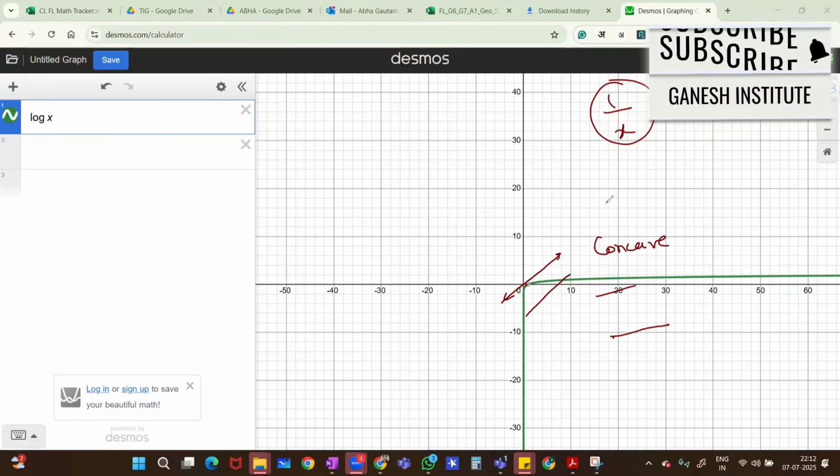And if you want to go with the derivative test, then log x is giving you 1 by x. And then if you do double derivative, it will give you minus 1 by x square. What do you think? Is it positive? No, it's a negative. It's downward sloping.